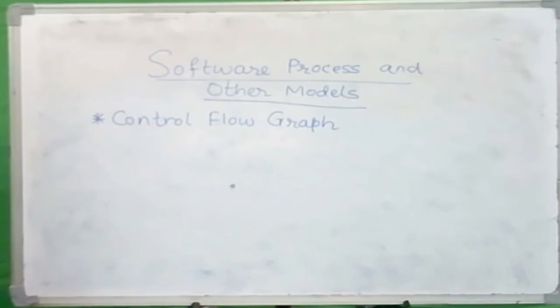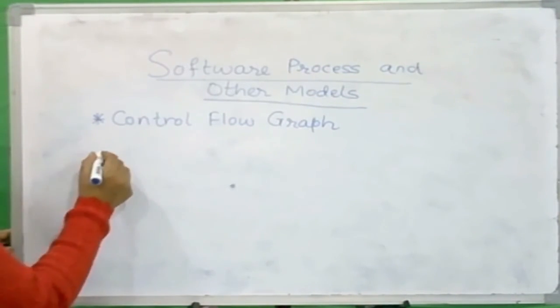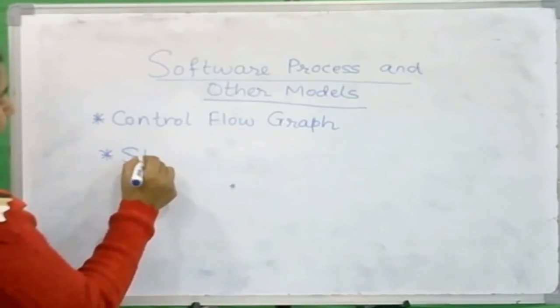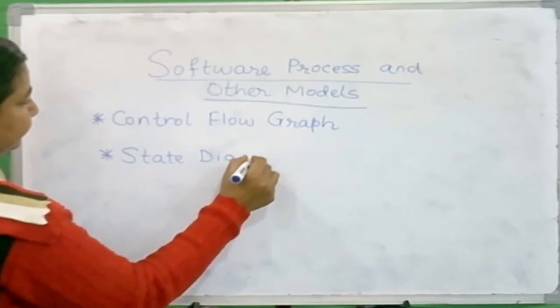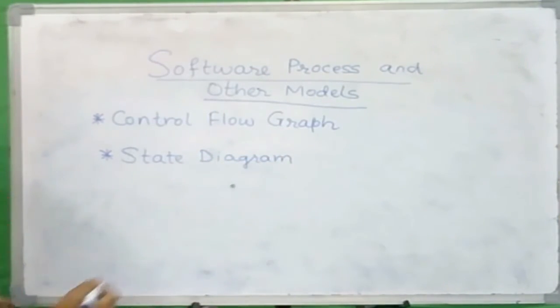Next type of diagram is the state diagram. The state of a machine or program is the collection of all the values of all the variables, registers, and so on. A state diagram shows the states of the system and all the possible transitions between the states.